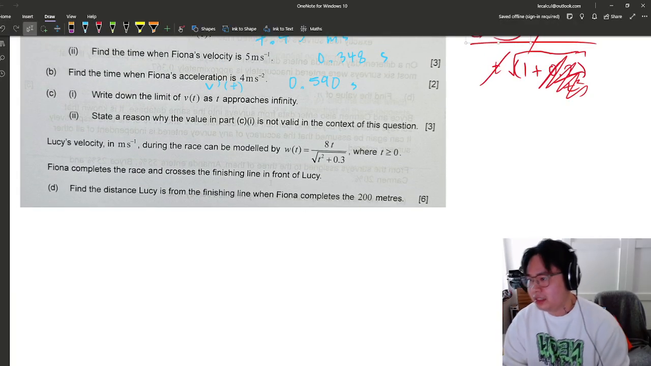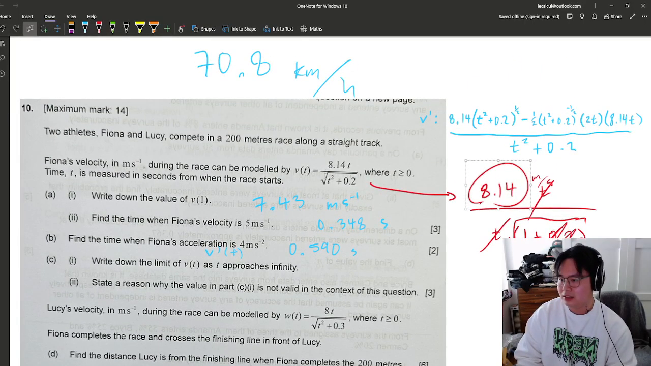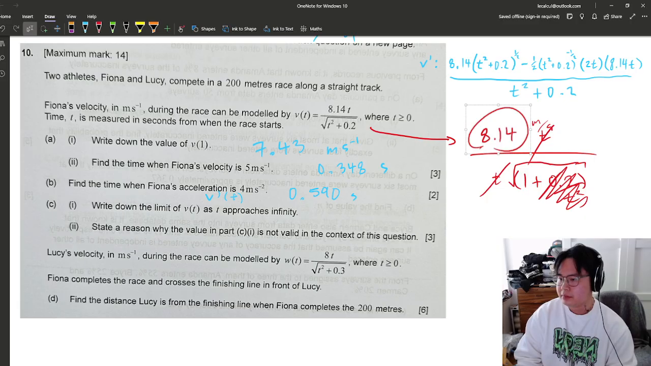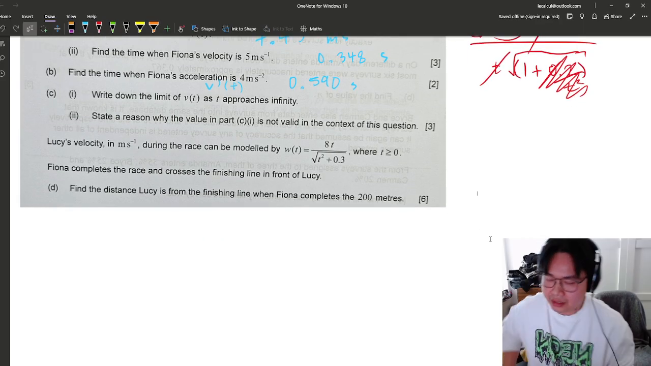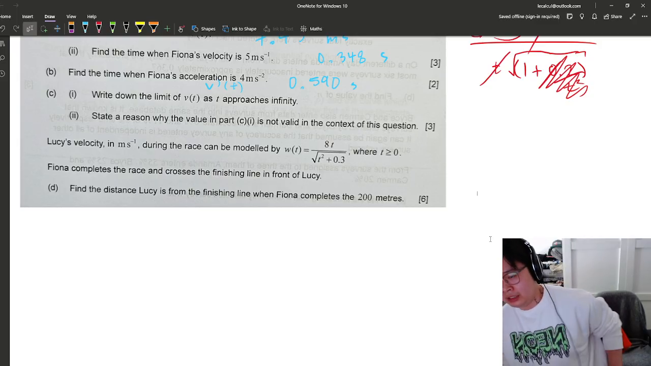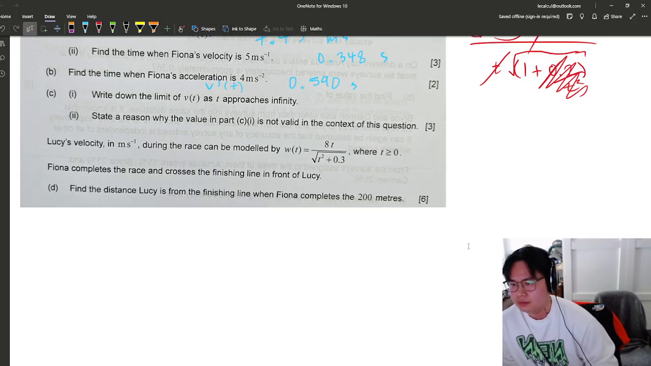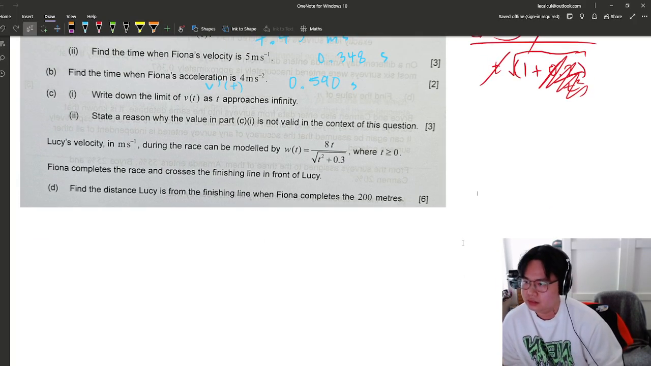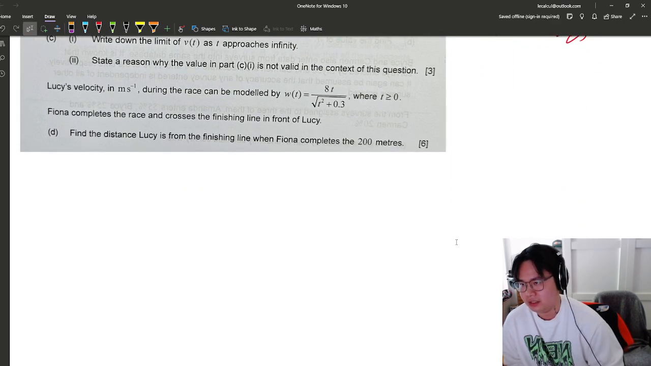Okay, and then we got Lucy, who has her own velocity. Fiona competes in the race and crosses the finishing line in front of Lucy because Fiona's faster. Find the distance Lucy is from the finishing line when Fiona completes 200 meters. Okay, so we need to find out how long it takes for Fiona to run 200 meters. Is there an easy way to do this? Okay, they're going straight, so they can't go backwards.